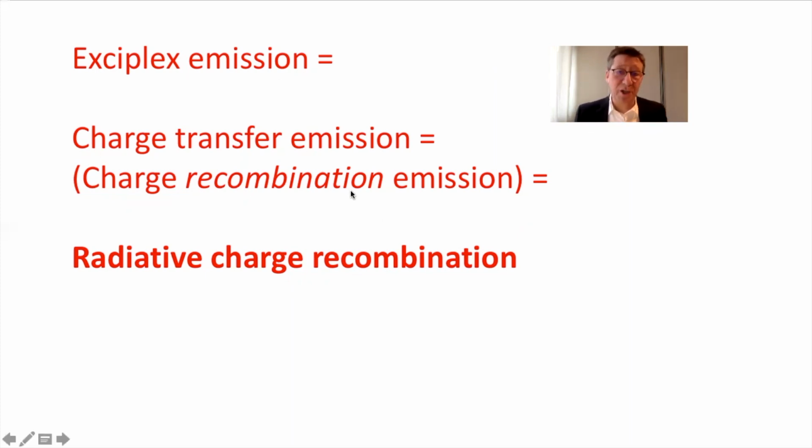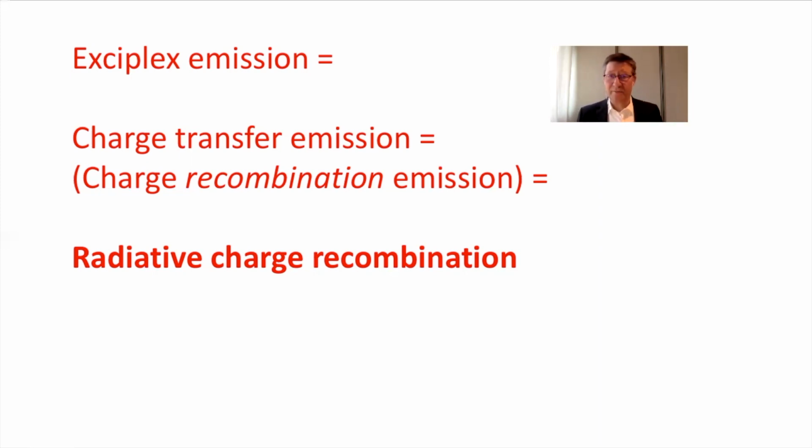So it is a charge recombination. That implies that this emission, this special emission of the Exciplex of Pyrene and these C60 aniline systems, is what we call radiative charge recombination. So it is charge recombination, the charges recombine, and it's a radiative process, that implies it is emission.